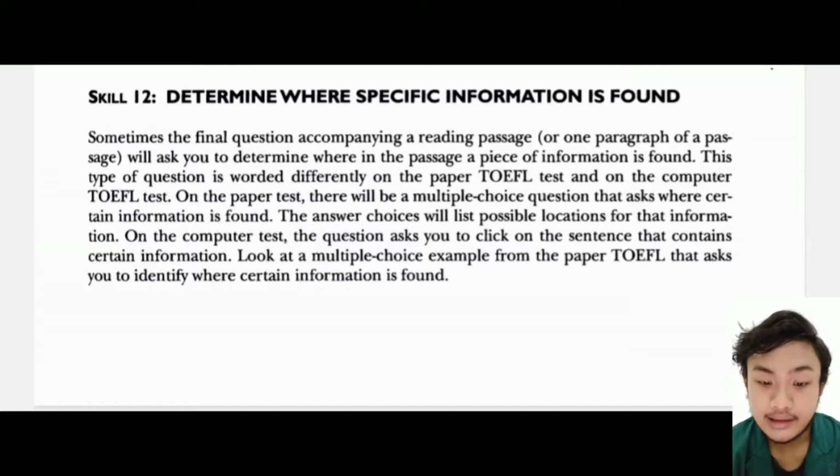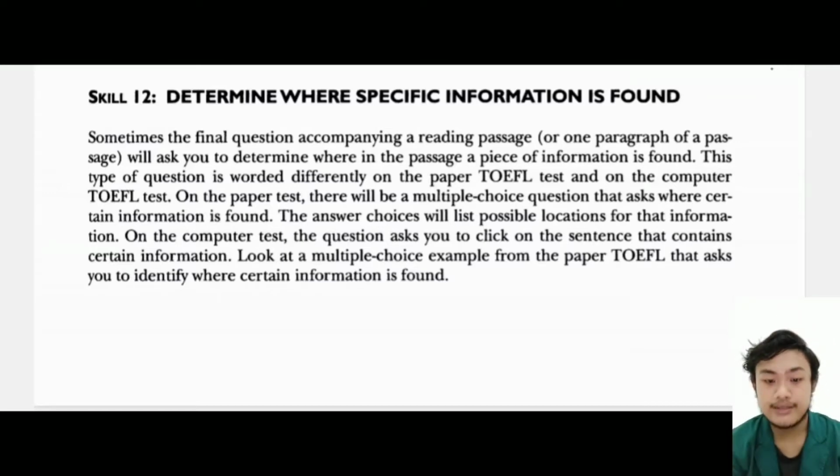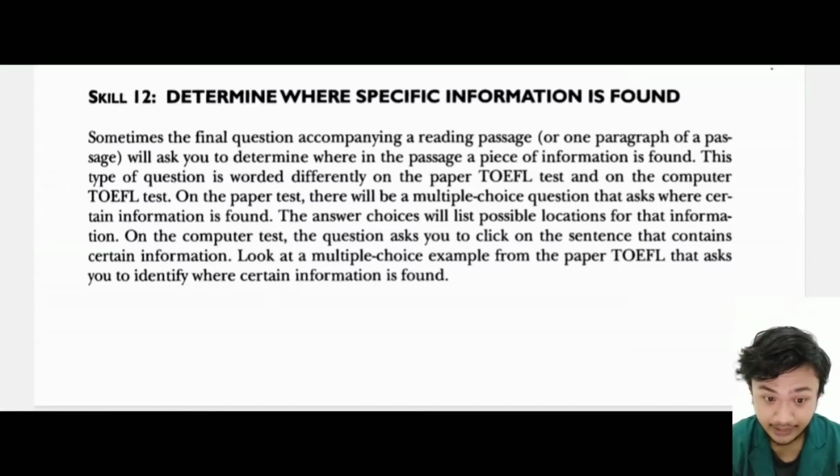On the paper test, there will be a multiple choice question that asks where certain information is found. The answer choices will list possible locations for the information. On the computer test, the question asks you to click on the sentence that contains certain information. Look at the multiple choice example from the paper TOEFL that asks you to identify where certain information is found.